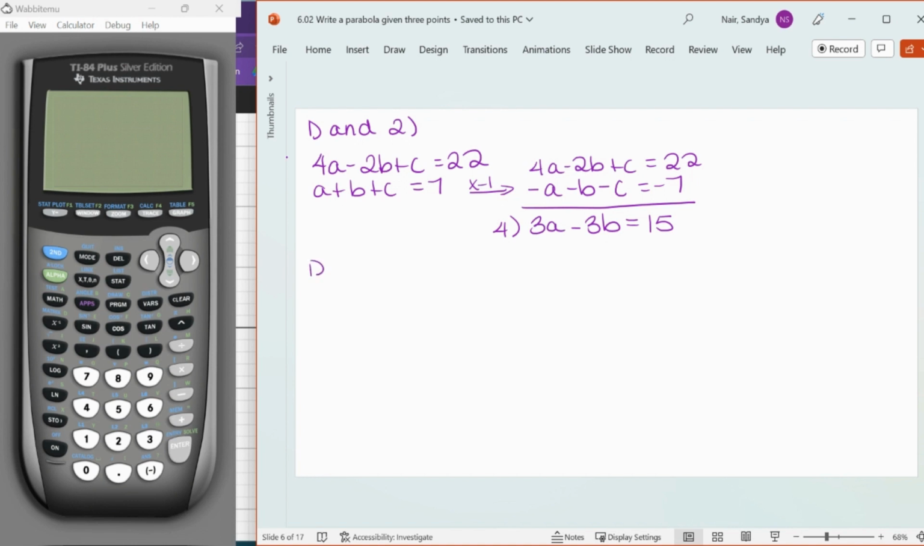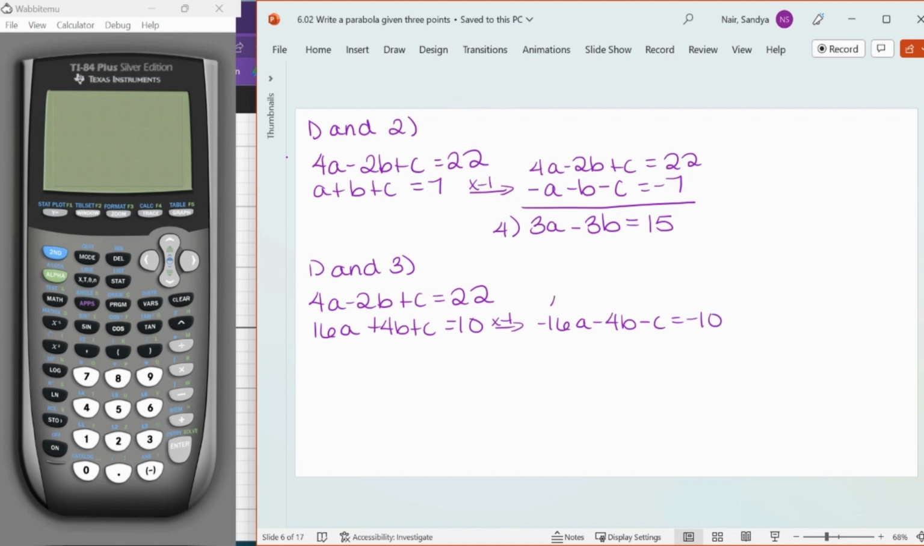Now let's combine equation 1 and equation 3. Equation 1 is 4a minus 2b plus c equals 22, and equation number 3 is 16a plus 4b plus c equals 10. I'm going to multiply the bottom equation by -1. That gives me -16a minus 4b minus c equals -10. I'm going to combine that with my top equation, which is 4a minus 2b plus c equals 22.